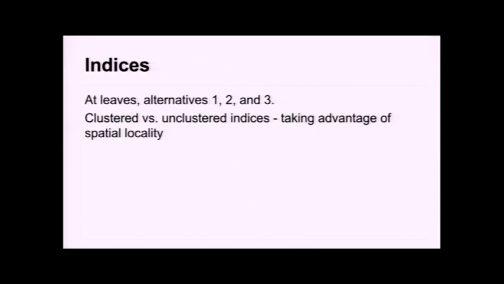The difference between alternative 2 and alternative 3 is, if you remember from our section on text searches, we had postings lists, and those were alternative 3 indices. Alternative 3 indices are the same as alternative 2 indices, except we combine all the identical pointers for some value into one entry on the leaf page.